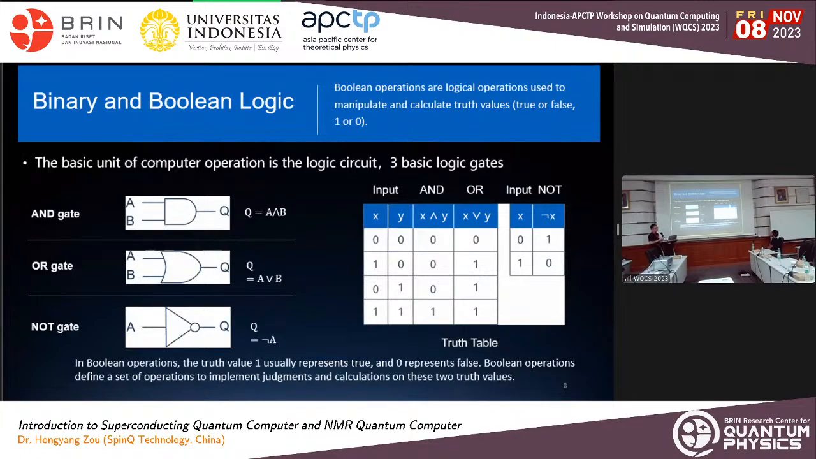Okay, the Boolean operations are logical operations used to manipulate and calculate the two values. The basic unit of computer operation is the logic circuit. There are three basic logic gates here: the AND gate, the OR gate, and the NOT gate. Here are the truth tables for all of them.